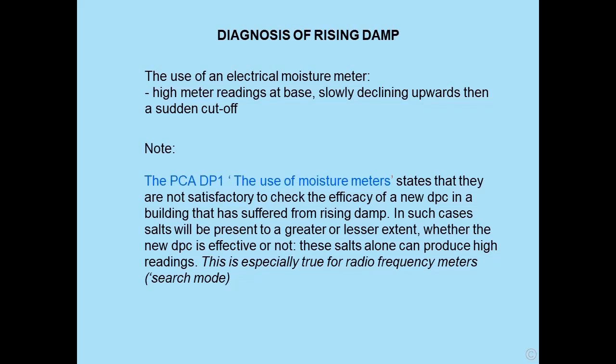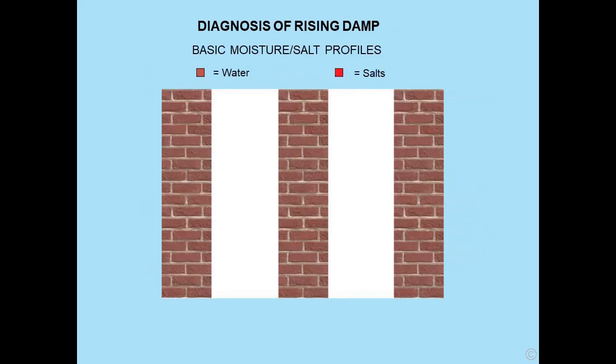In such cases, salts will be present to a greater or lesser extent, whether the new DPC is effective or not. These salts alone can produce high readings. Well, fundamentally, they shouldn't do if you've got a decent dry lining or replastering system. However, if we're going to use a radio frequency meter or capacitance meter, then remember, these will pick up materials deeper in the wall.